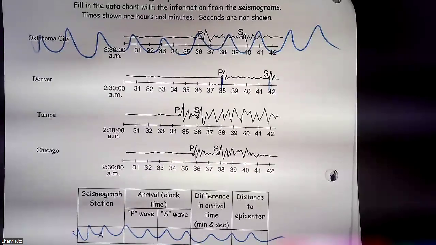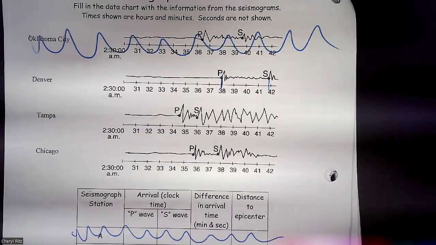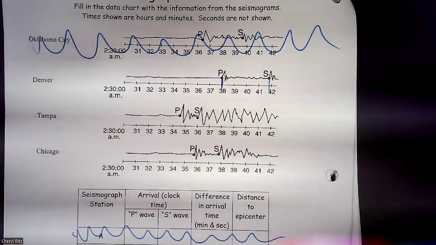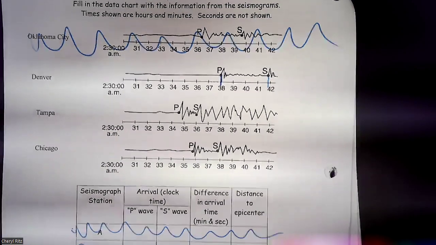So I had asked you guys, just a quick refresher of what you should have been doing. You were working on page 38 in your packet. We crossed off Oklahoma City. I don't know why I even included it. It was extra information.